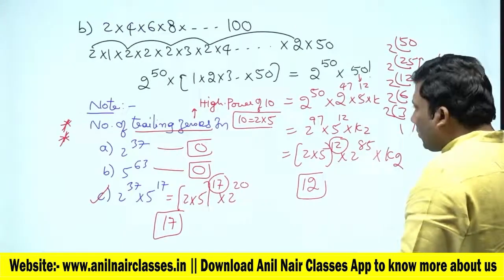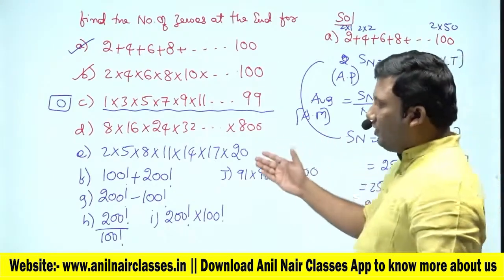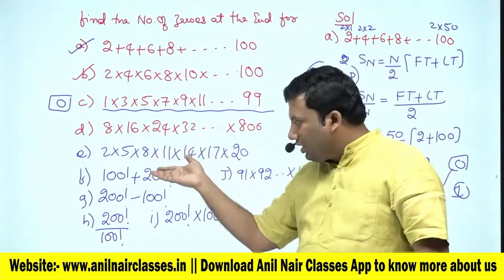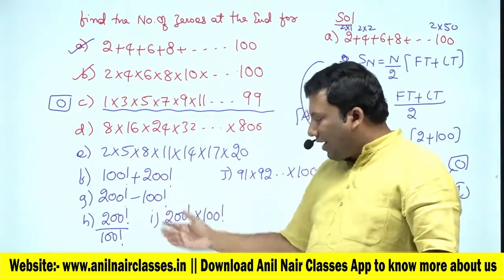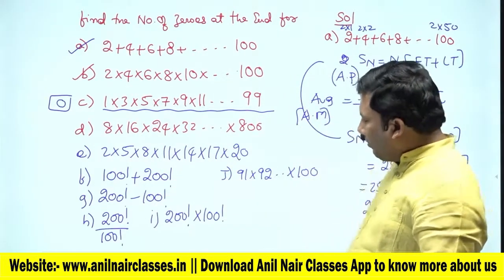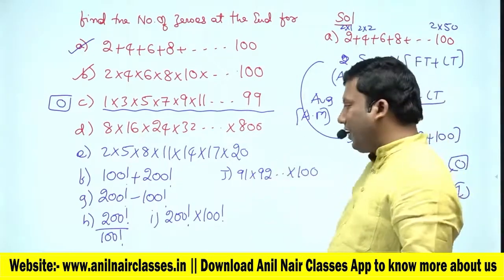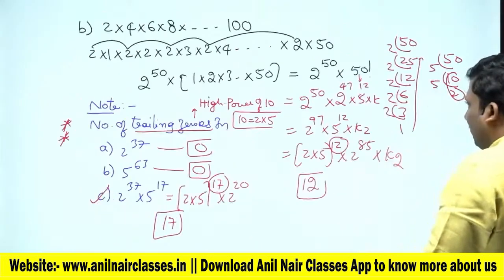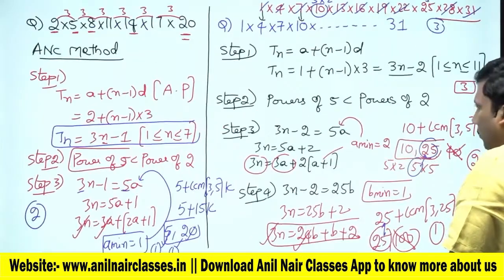Then 2 into 5 into 8. Then factorial addition, factorial subtraction, factorial division, factorial multiplication, and without factorial. Let us solve this model. Question, please write down, sir.